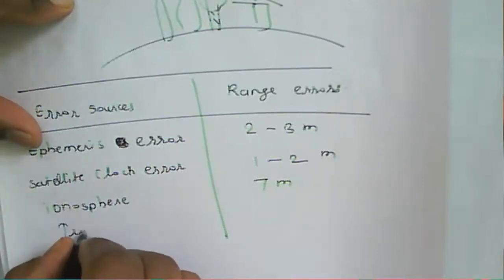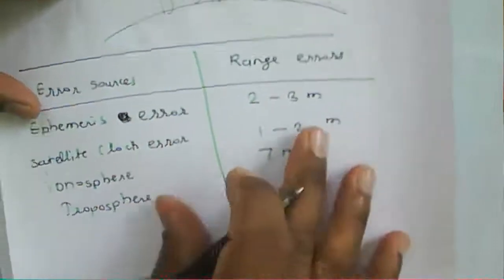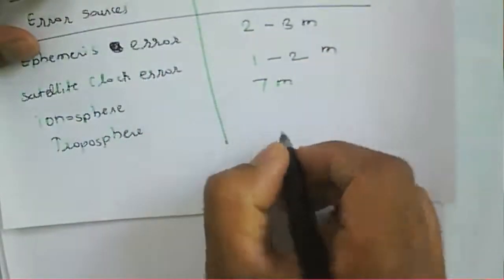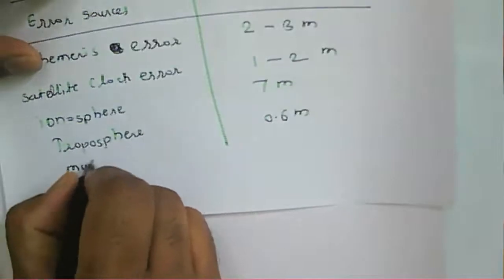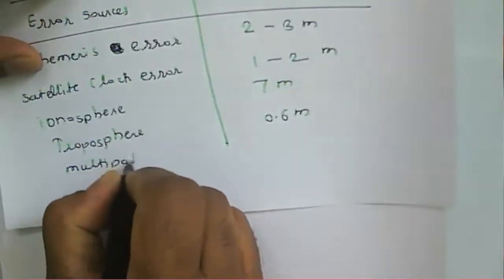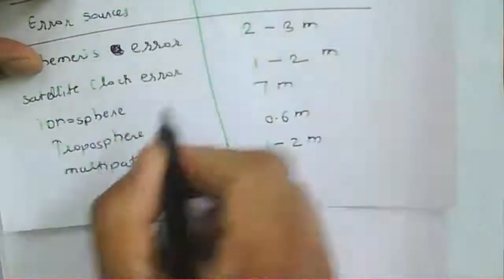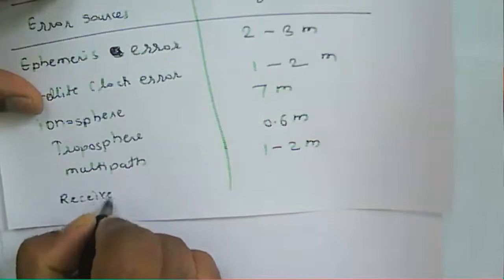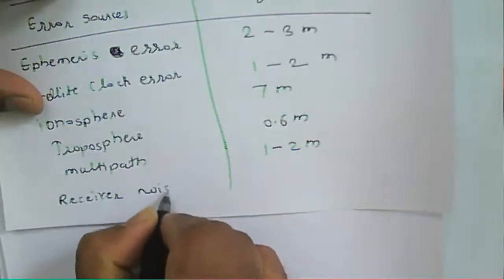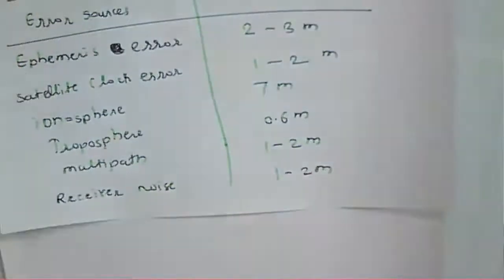Then troposphere, that is about 0.6 meter. Then we have multipath there, 1 to 2 meters here. That is in terms of range here. And then we have receiver noise, that is about 1 to 2 meters.